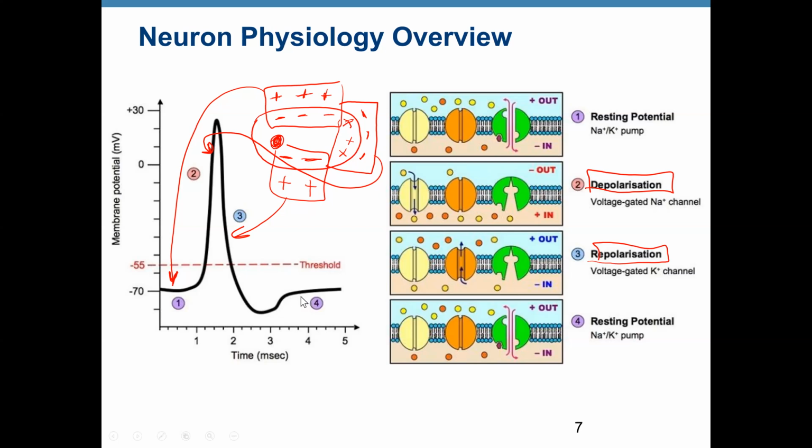And then back to the resting potential, number 1 and number 4, if you look here. At resting potential, the cell is negative inside, positive outside. In depolarization, the cell becomes positive inside, negative outside. Then repolarization, back to negative inside, positive outside, and then back to resting potential, minus 70. That's only the overview.